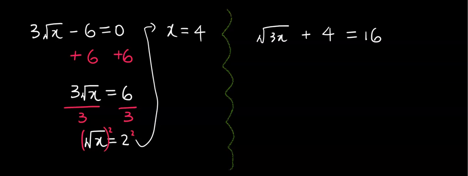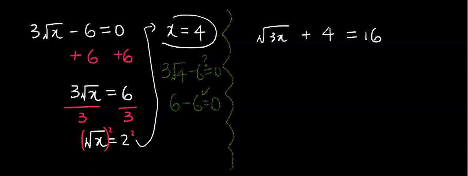So if x is 4, we're going to substitute. And we'll ask ourselves, is this 0? That's a question mark. So 3 times 2, that's 6. 6 minus 6. Yes, very good. So the equation is still true. Therefore, we say we found the solution. The solution is x is 4.